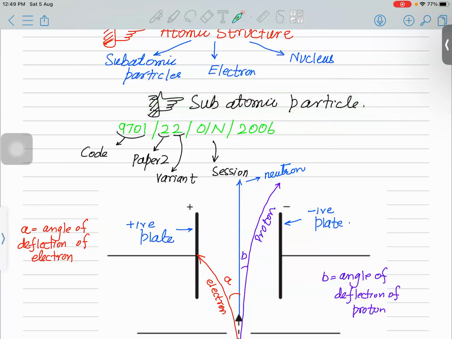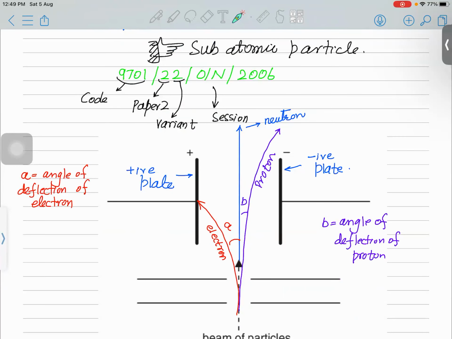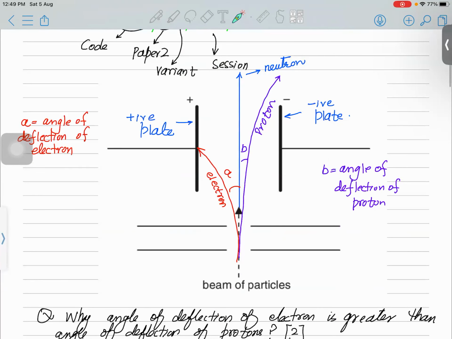Subatomic particle means proton, neutron, and electron, right? So, the first question was taken from 2006, October, November, right? You have to draw the figure to show the direction of electron, proton, and neutron. So, we have positive plate and negative plate. And here you have the source of particle.